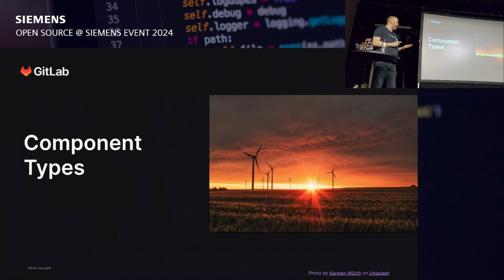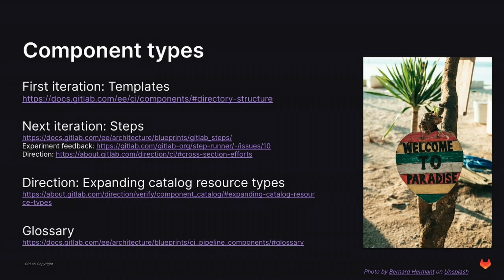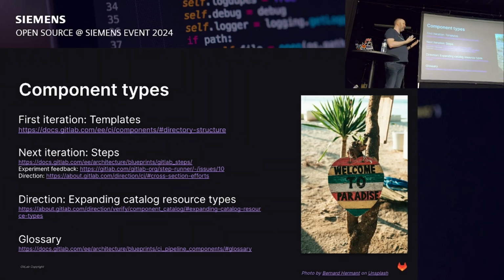From a component types perspective, the first iteration were templates, and there are some links on the slide, but at the end I have a QR code and you can immediately get access to the slides to follow the links. The first iteration are templates. The next iteration is something called steps, which I will show on the next slide. And we're also working on expanding the catalog resource types, like could it be some sort of built image or attaching more things into it, or a component could also be a Docker image or some sort of image. So this is open for discussion, and the product teams and engineering teams are actively working on that, but they're also dependent on feedback. So if you have a wish list for that, please share it.